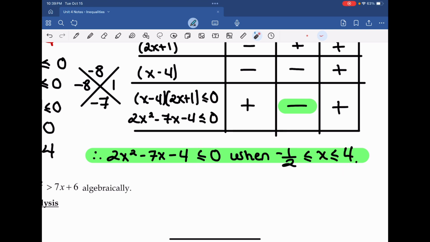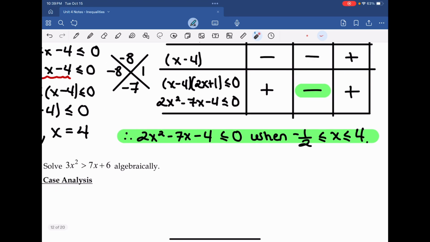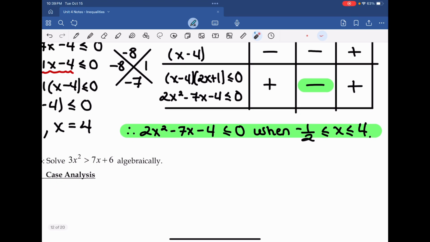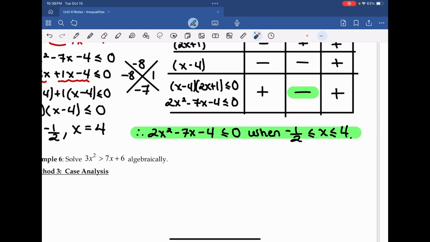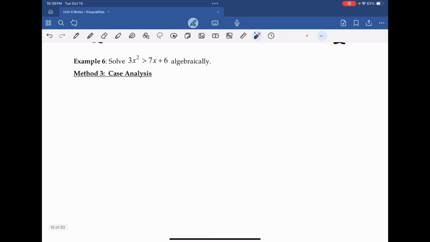You base it on the original inequality you were given, and that will tell you a lot about what your solution should have in terms of the signs of the inequality. All right, now we've done a graphing situation, and we've done one that was the root and test point / sign analysis. Let's do one more case analysis example.